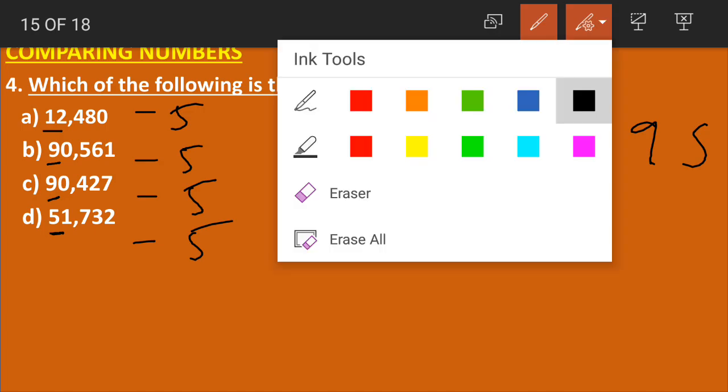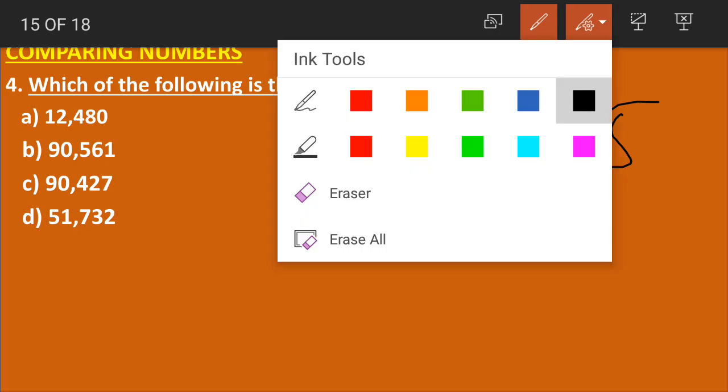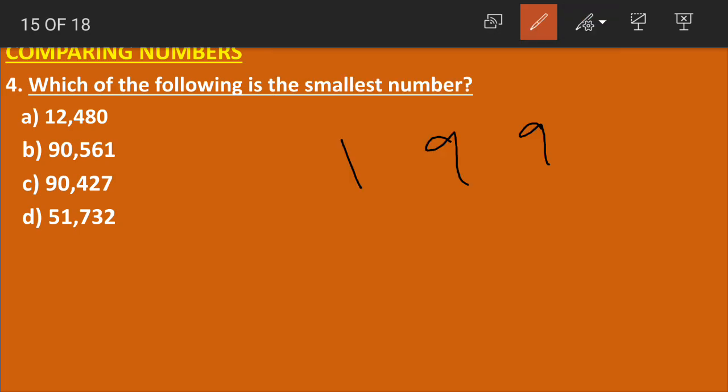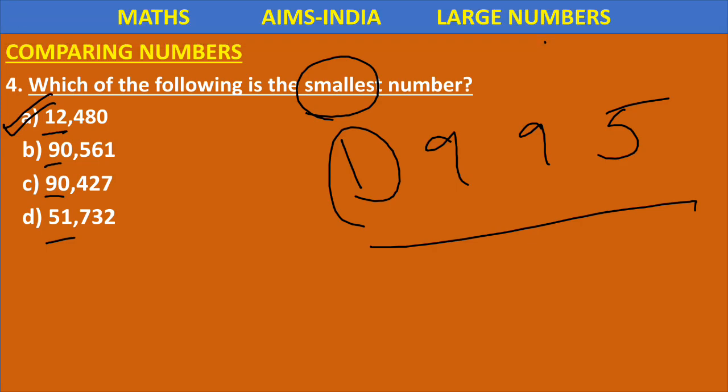Sorry, the digits are 1, 9, 1, 9, 9 and 5. Now among these given numbers, which is the smallest number? 1 is the smallest number, yes. So the number with 1 in the highest place value becomes the smallest number here, which is 12,480. Okay.